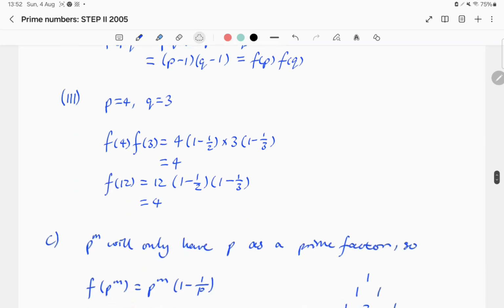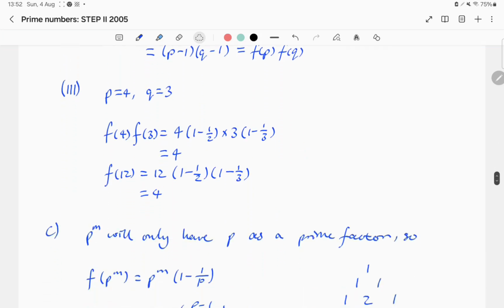Now, for part 3, we have a counterexample here. p equals 4 and q equals 3. This shows that even if they are equal, one of them can be a composite number.